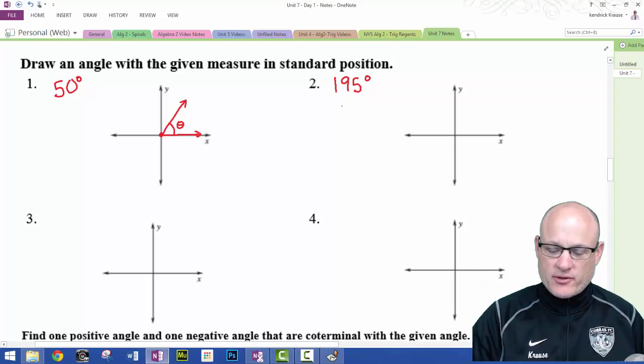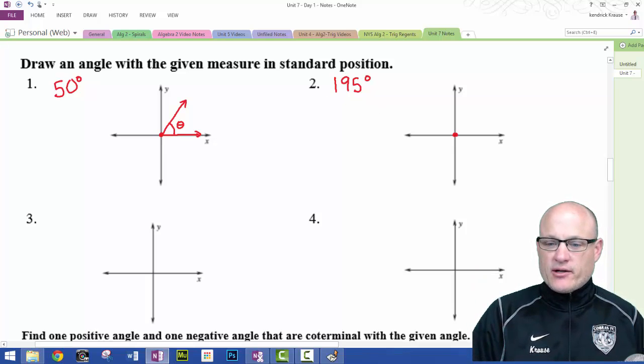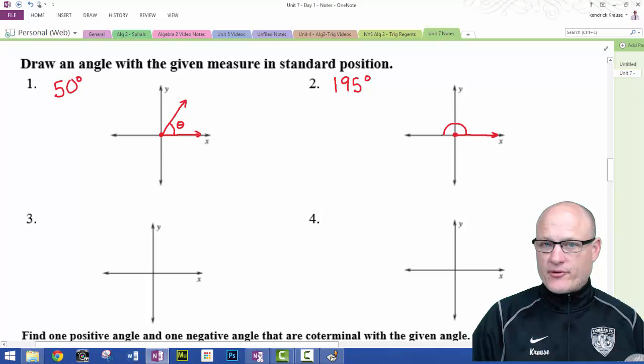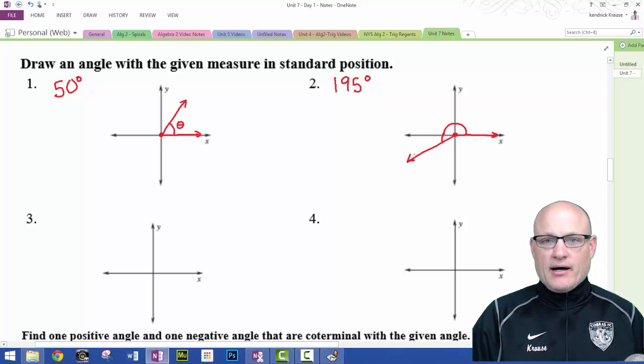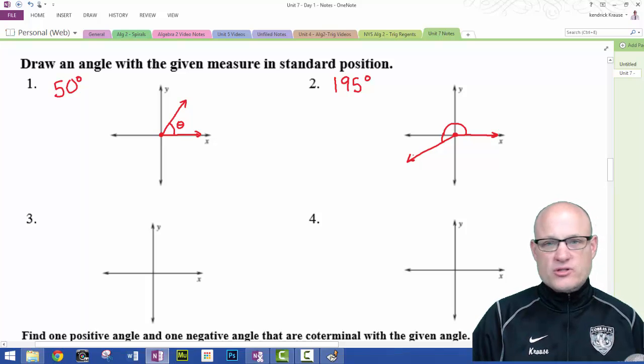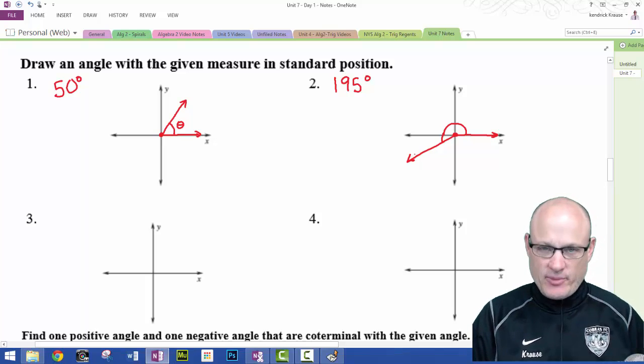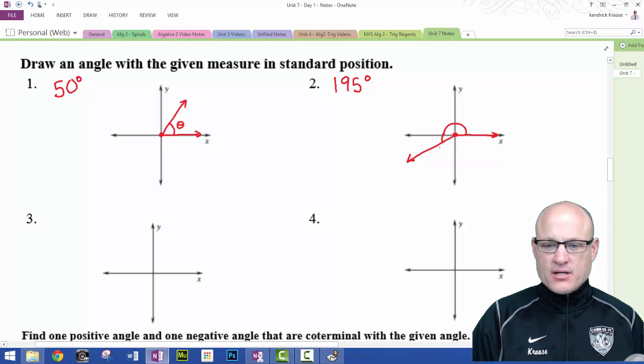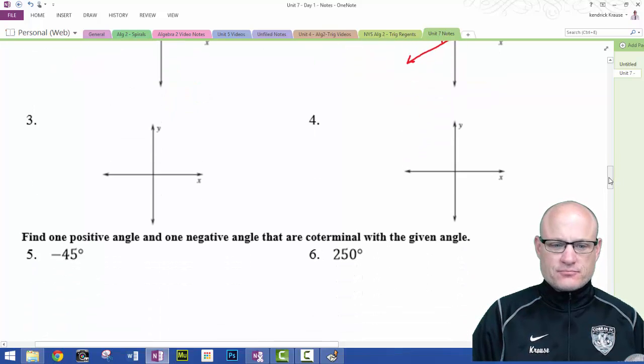Okay, you unpaused? Good. Initial side here. Now wait, let's think. If I go here, that's 90, and I go another little 90, that's 180, because remember, those are the angles you've got to memorize. And 195 is just a little bit more. It's 15 more degrees, so we'll go a little bit past that. I'm not asking you to be protractor accurate. I'm just asking you to be close. Okay. Perfect. Nice job. Let's try a couple negatives.